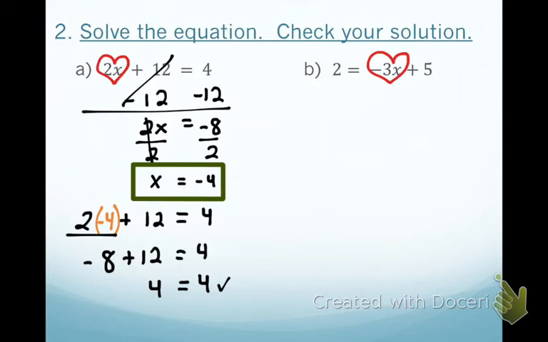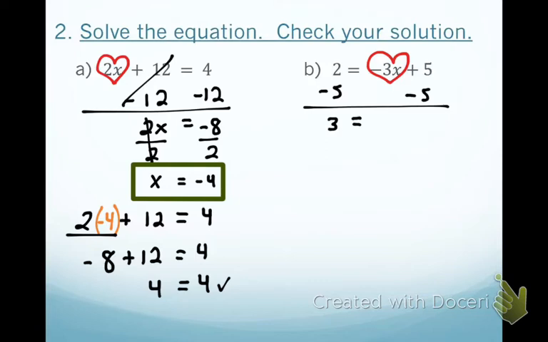What do I get rid of first? Add by 5. Einar, what's the opposite of add by 5? Subtract by 5 and do it to both sides. I'm going to drop down the equal sign. Angeline, what is 2 minus 5?